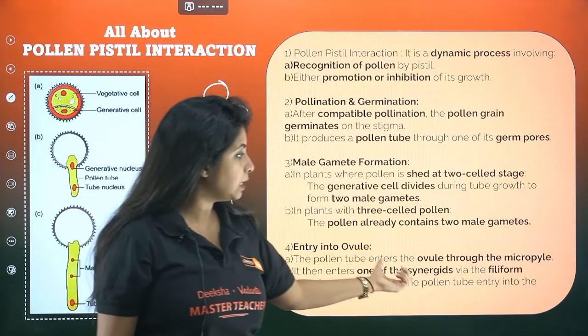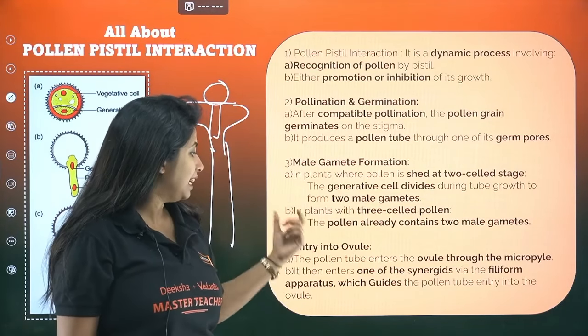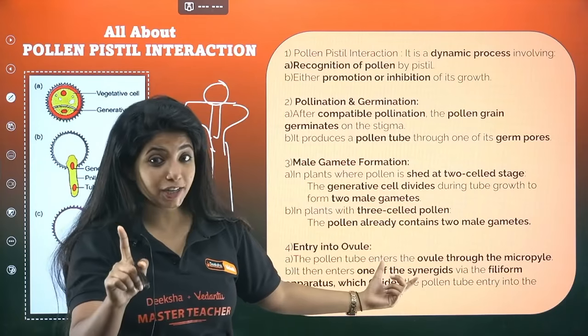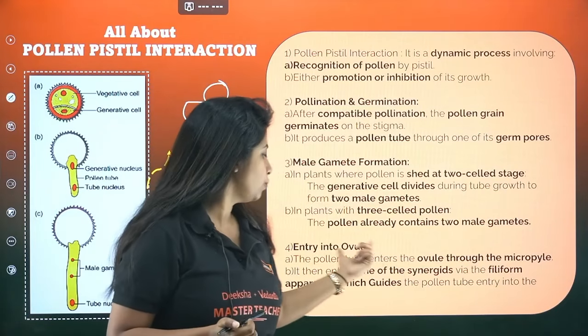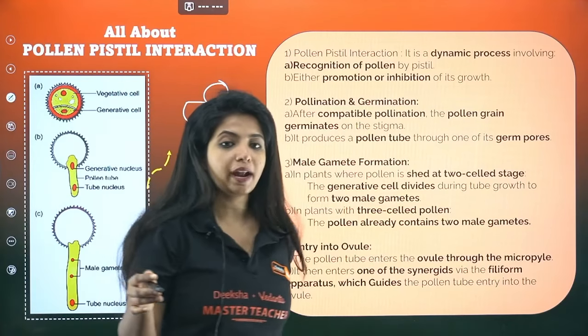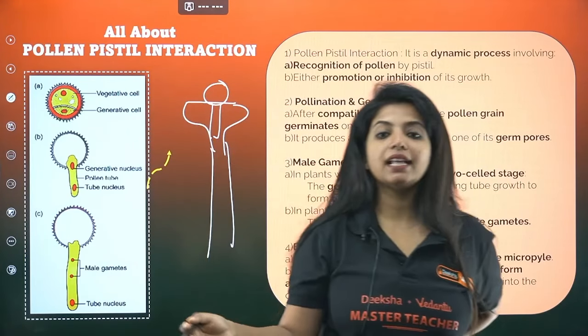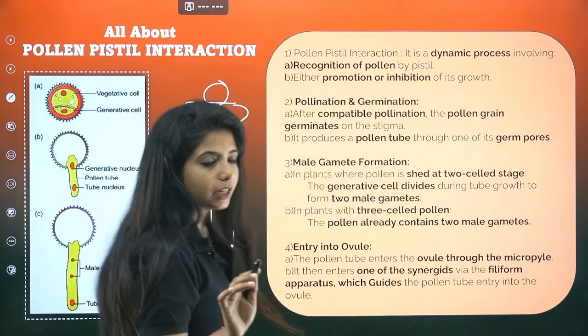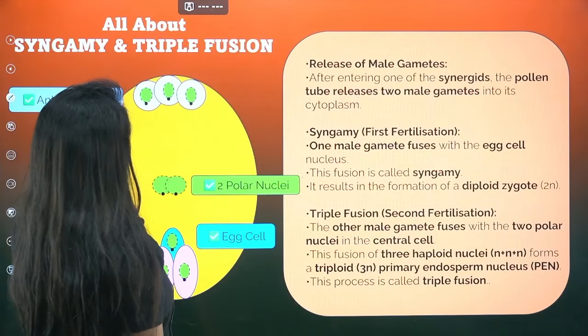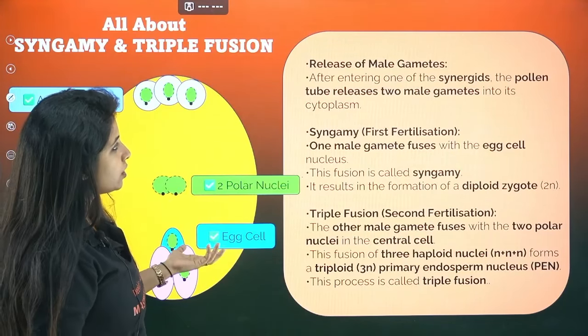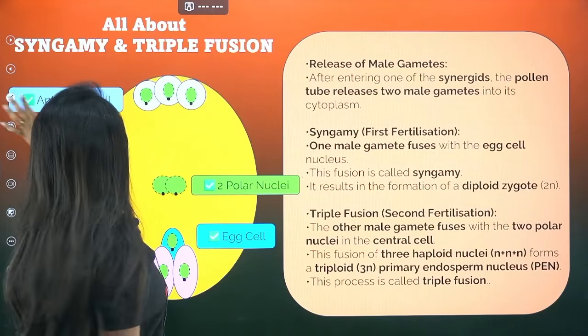Now, the pollen tube enters the ovule through the micropyle. It then enters one of the synergids, I told you, with the help of the filiform apparatus, which guides the pollen tube entry into the ovule. That's all. And one synergid will lose its life. Cool. Now, over here, I already spoke about triple fusion, but I can make you read about it. Sorry, triple fusion and syngamy.